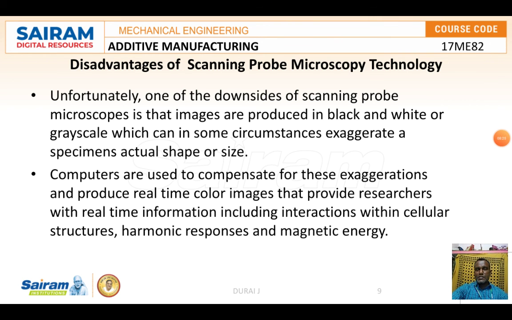Then come the disadvantages of probe microscope technology. Mainly, the images are produced in black and white or grayscale, so in some circumstances they can exaggerate the specimen's actual shape or size. Computers are used to compensate for this exaggeration and produce real-time color images, providing researchers with real-time information including interaction with cellular structure, harmonic response, and magnetic energy. These are the disadvantages of probe microscope technology.